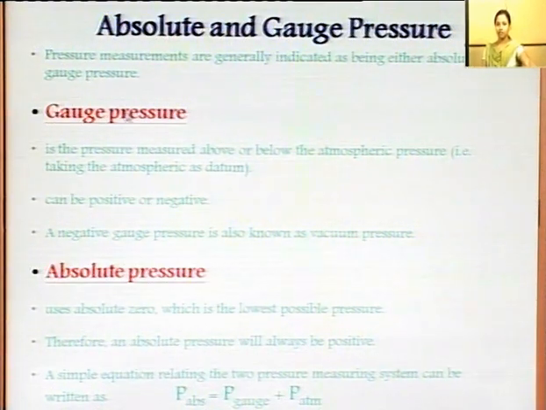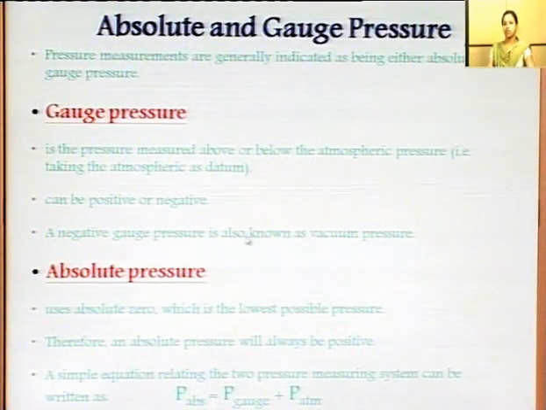If the pressure of the gas is above the atmospheric pressure, then the gauge pressure is positive. If there is some vacuum, then gauge pressure is negative. So, the negative gauge pressure is also known as vacuum pressure.